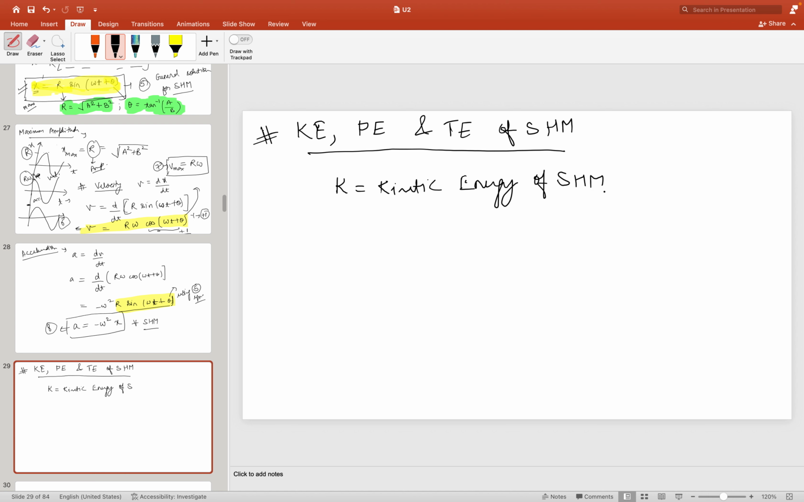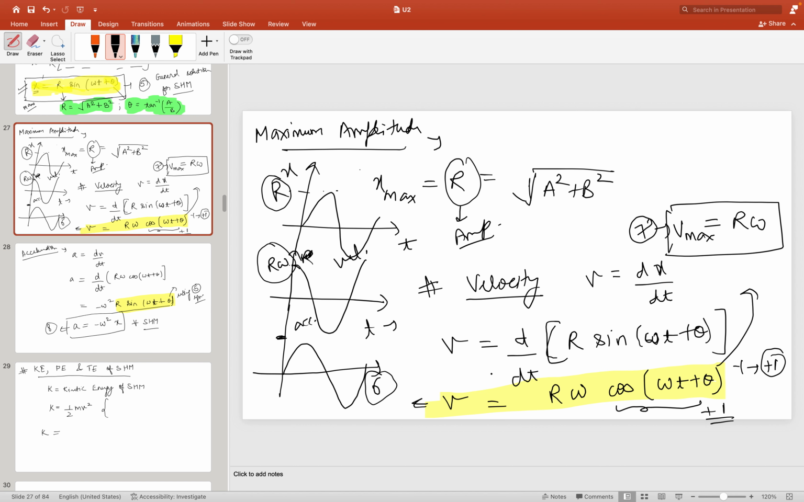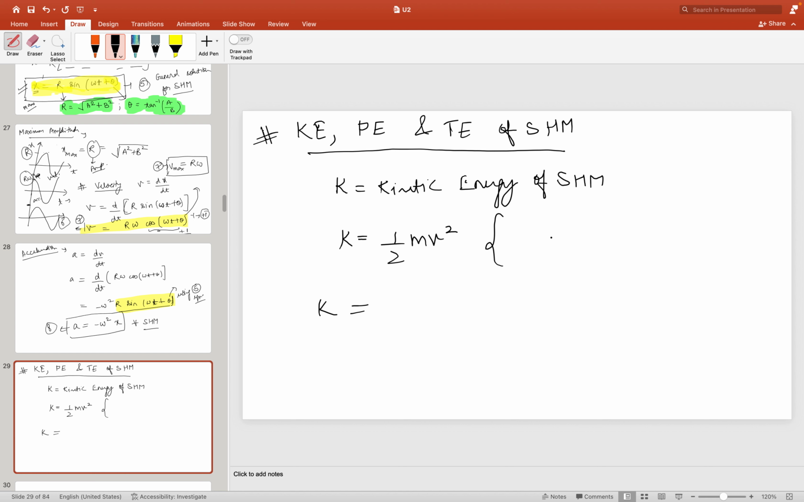Yes, ma'am. It's not a problem. It is there in the syllabus. Okay. So kinetic energy is equal to half mv square. Can anyone quickly tell me the value of kinetic energy? Like the V value, we will take from an equation. What is the value of V? Equation number, you can say the 7th equation. Okay, R omega cos omega t plus theta.